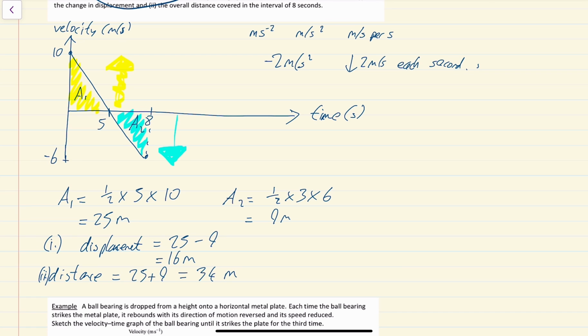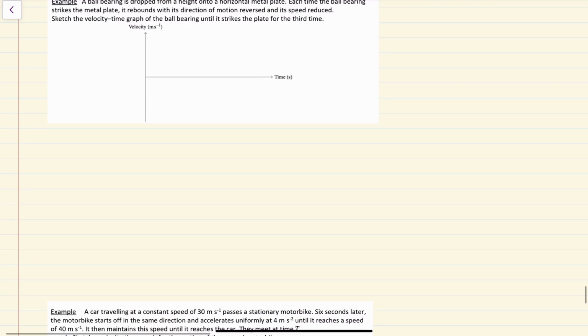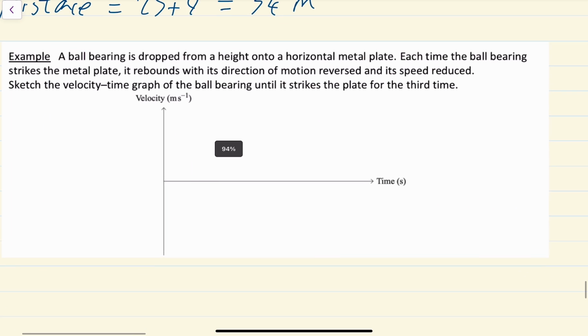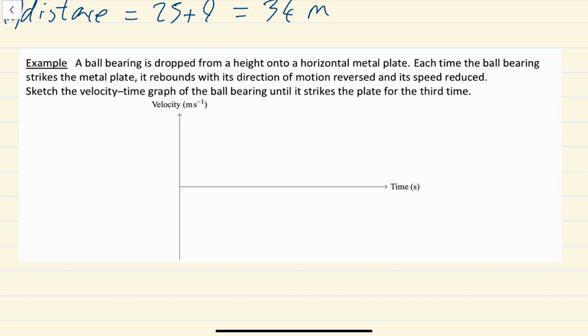Okay, right. Couple more to go here still. Oh, a nasty wee one, this next one. Okay, right. It says here, a ball bearing is dropped from a height onto a horizontal metal plate. Each time the ball bearing strikes the metal plate, it rebounds with its direction of motion reversed and its speed reduced. Sketch the velocity time graph of the ball bearing until it strikes the plate for the first time.